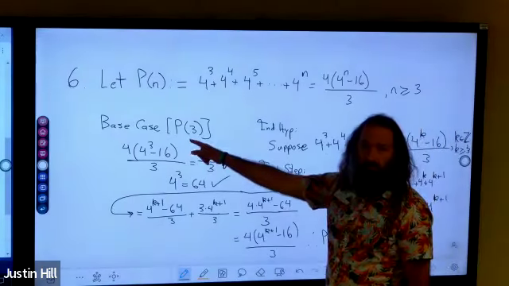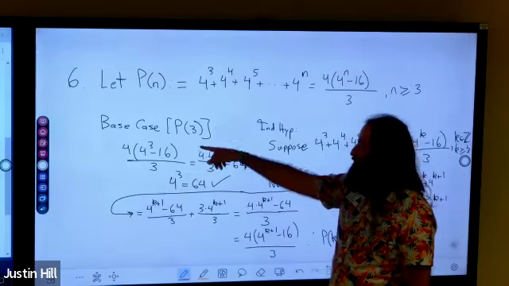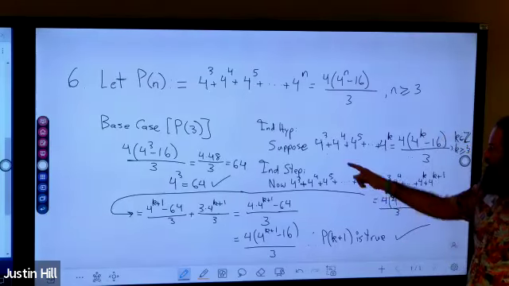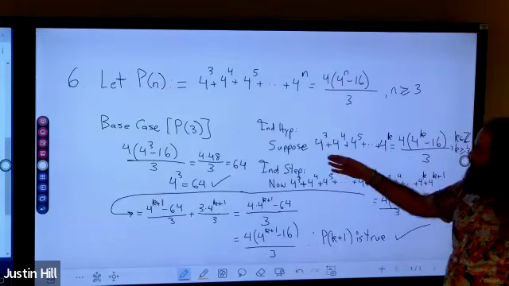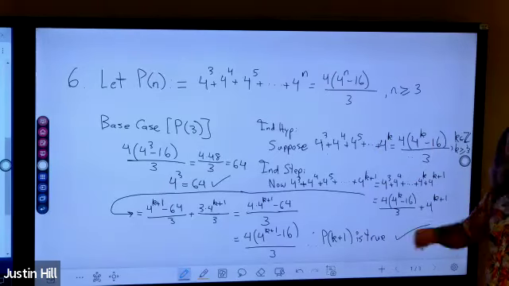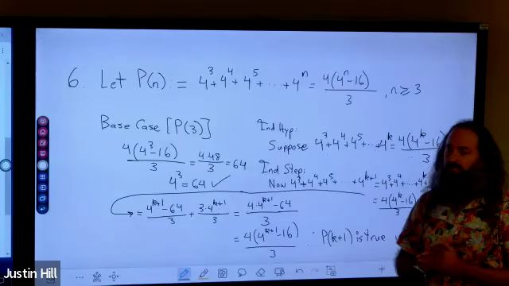So P of 3 knocks over P of 4. P of 3 means P of 4 is true, means P of 5 is true, means P of 6 is true. Again, only because I can show in general that, whatever k is, P of k being true means P of k plus 1 is true. And I've got it.